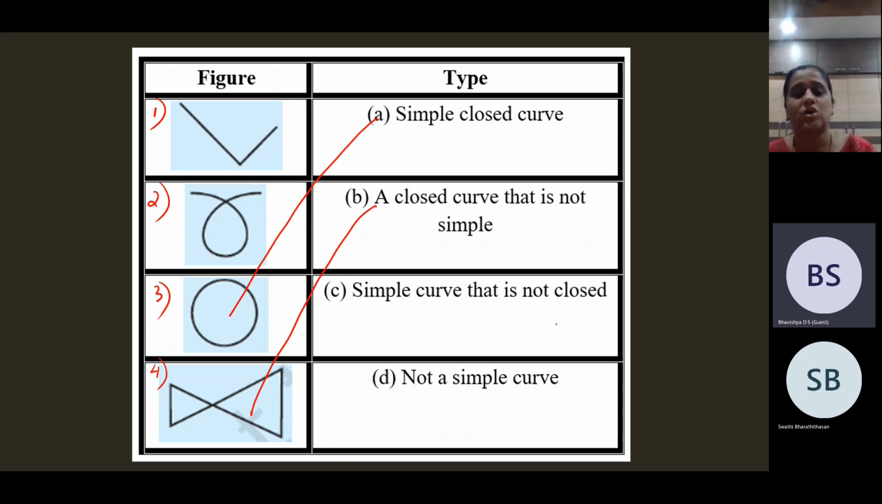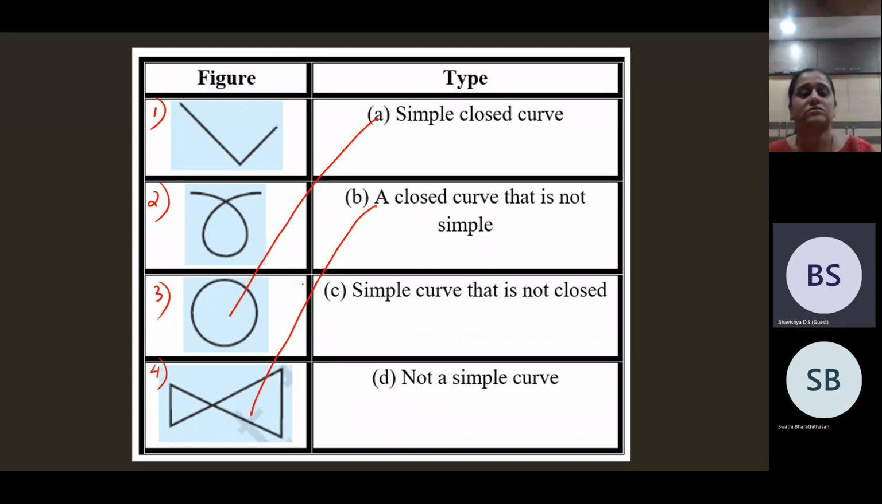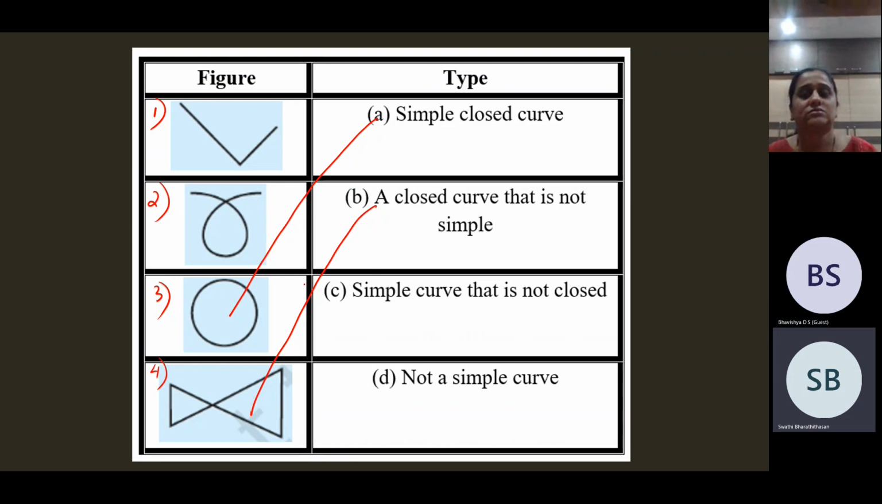Then, a simple curve that is not closed. Ma'am, first one. Even this is not closed, no? The second one is also not closed. Ma'am, but it is not a simple curve. Yeah, but it's not a simple curve. Oh, you seem to be very confident, Bhavishya. I like that.